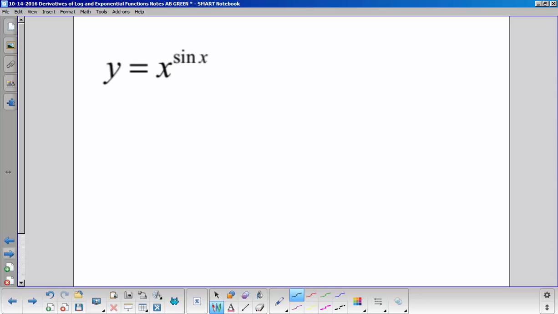Natural log of both sides. Whenever you see a split, you don't play trick question. Natural log of both sides, which is the natural log of y equals sine x times the natural log of x, which requires what on the right? Product rule? All right, now we're going to take the derivative.